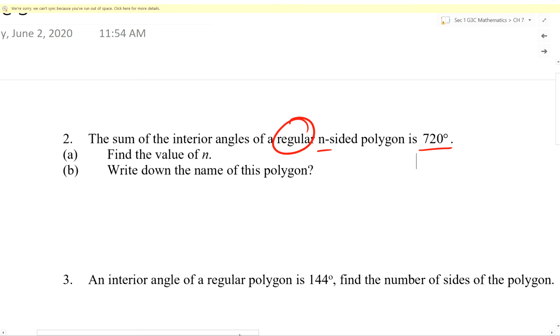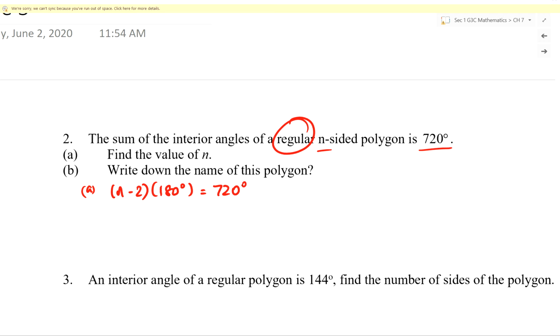Angle sum of a polygon. So part A, n minus 2 times 180 degrees. This is the formula for the sum of the angles in a polygon. This gives me 720 degrees. Do you see that there is only one equation with only one unknown? That means I can solve for the unknown. Whatever I do on the left hand side, I have to do on the right hand side.